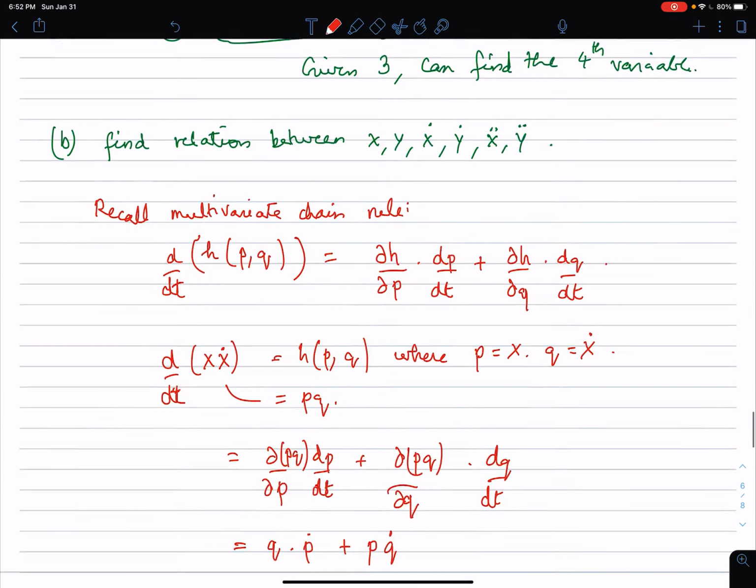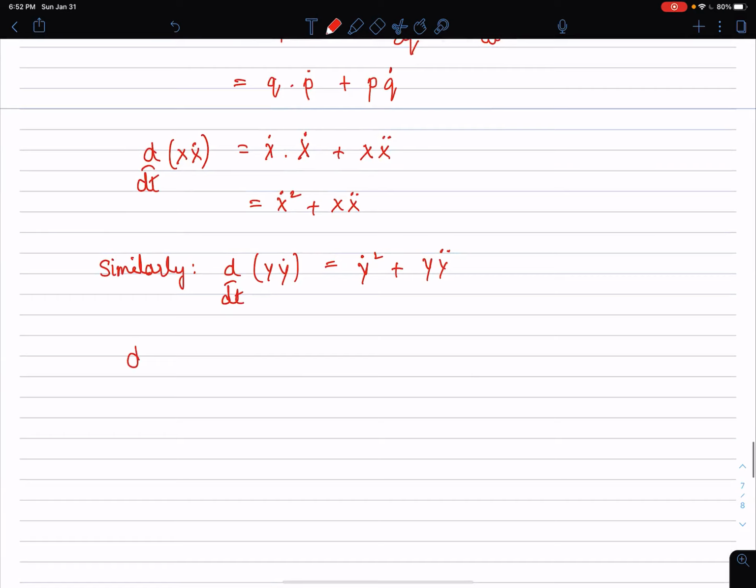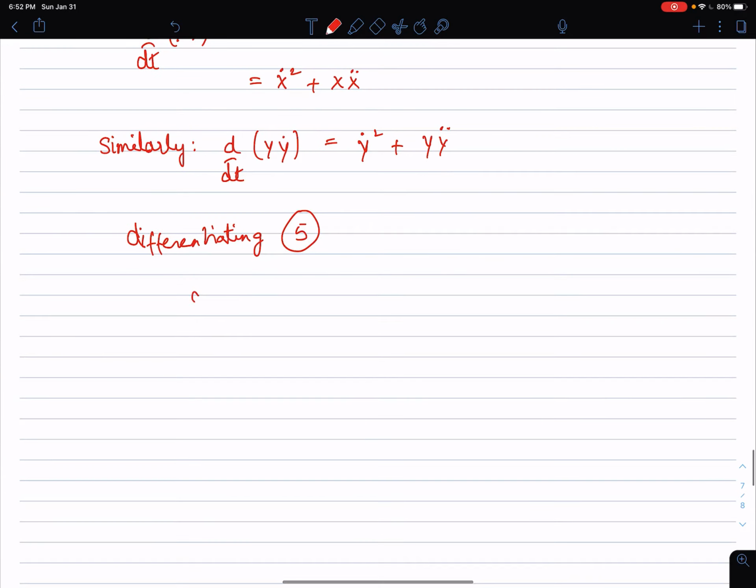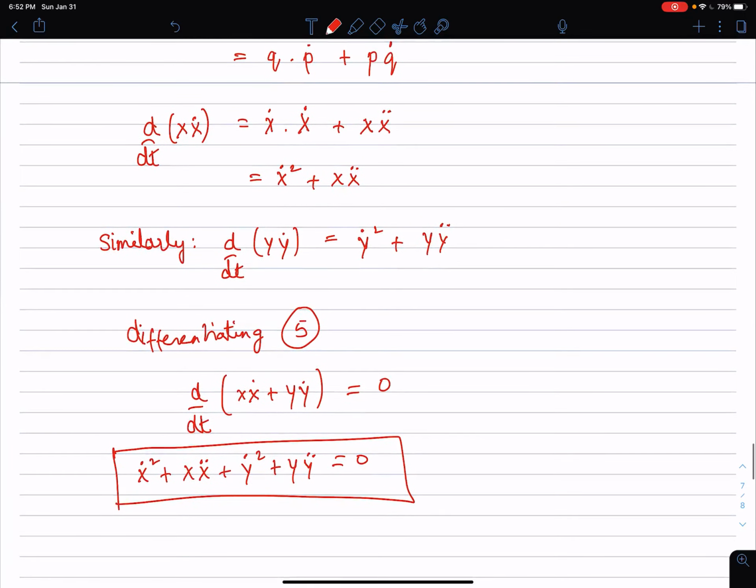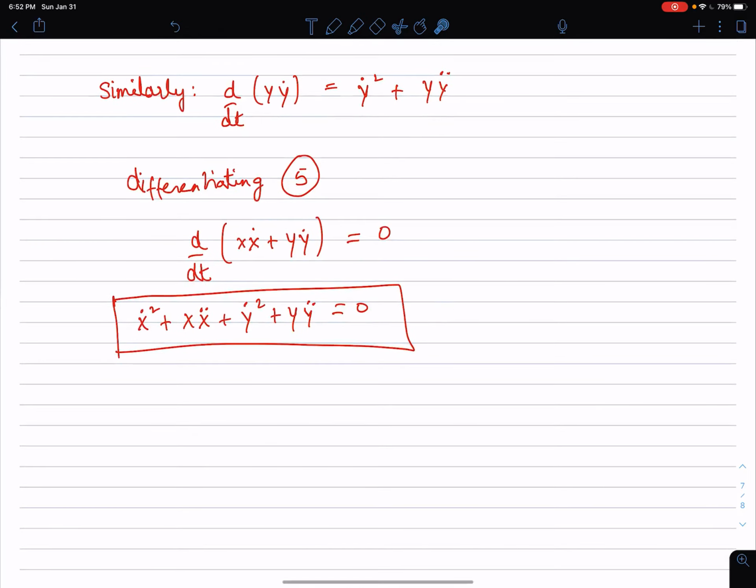And then basically we go differentiating 5. We have d by dt of x x dot plus y y dot equal to 0, which is the same as x dot square plus x x double dot plus y dot square plus y y double dot equal to 0. Okay, so just plugging these two things into here, and this is the answer for part B.